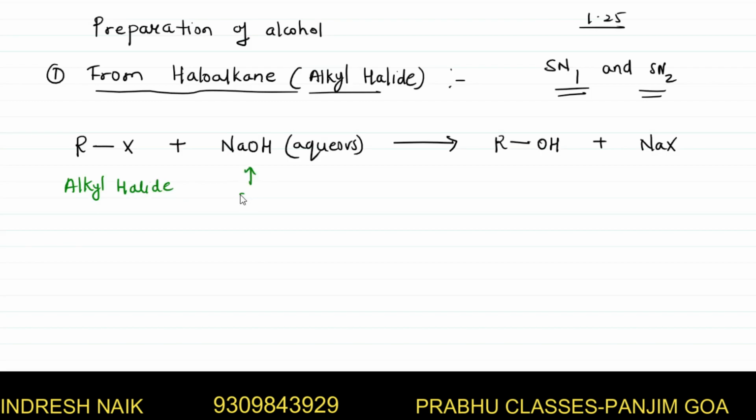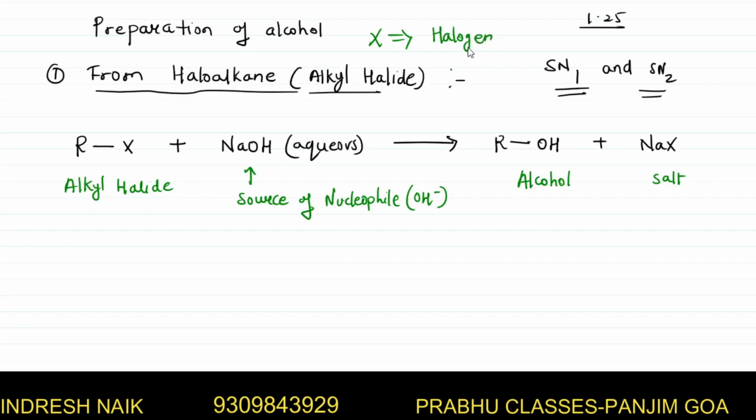This is a source of nucleophile, that is OH minus. OH minus is a nucleophile. This is the alcohol which is formed, and this is a salt which you are getting. What is X over here? X is a halogen. Halogen means fluorine, chlorine, bromine, iodine. Fluorine, not fluorine, but we use chlorine, bromine, and iodine. So this is the thing.